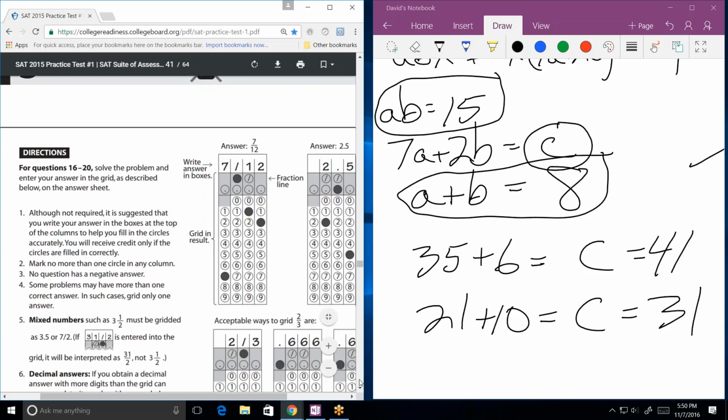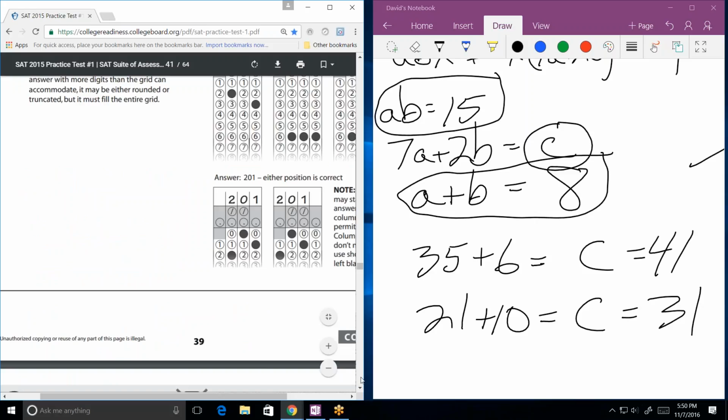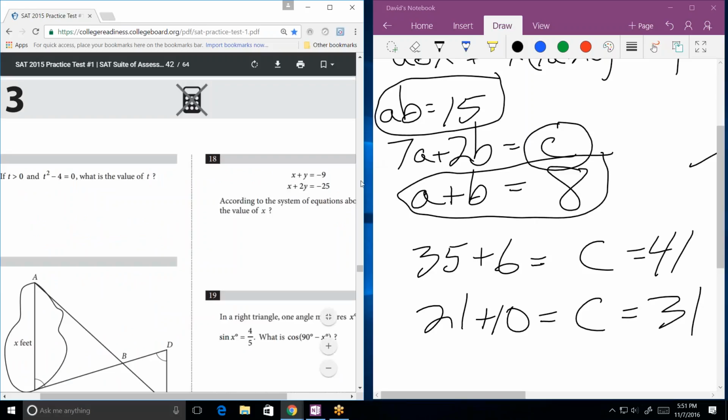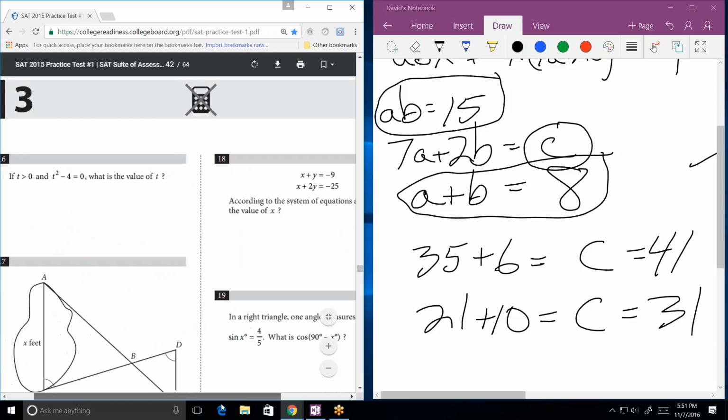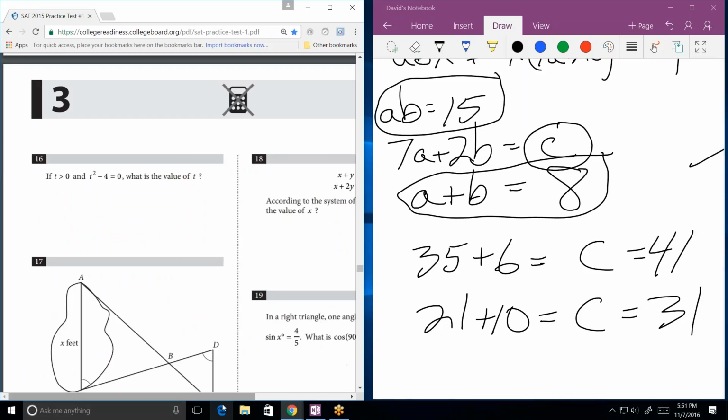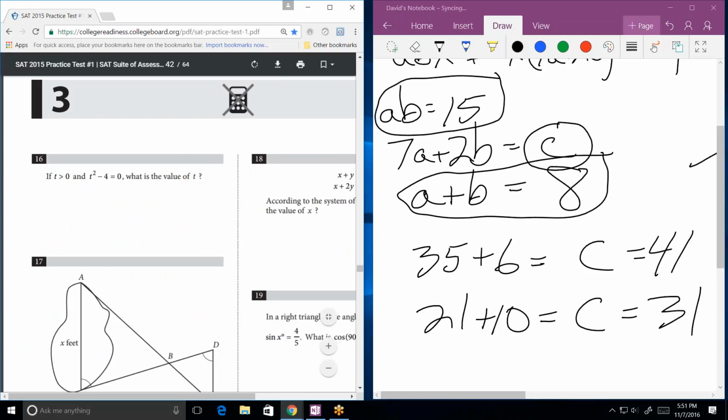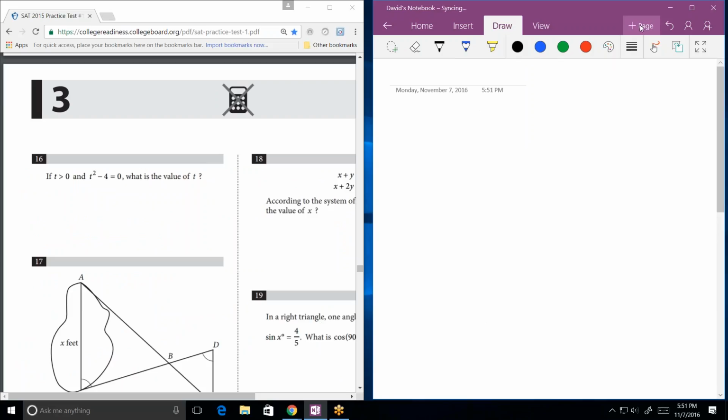Okay, now we get to the part of the test where you have to grid in the answers. You're familiar with that? Yeah. These tend to be a little easier, I think. Just because they don't give you multiple choice, they make them a little easier. This one's really easy.